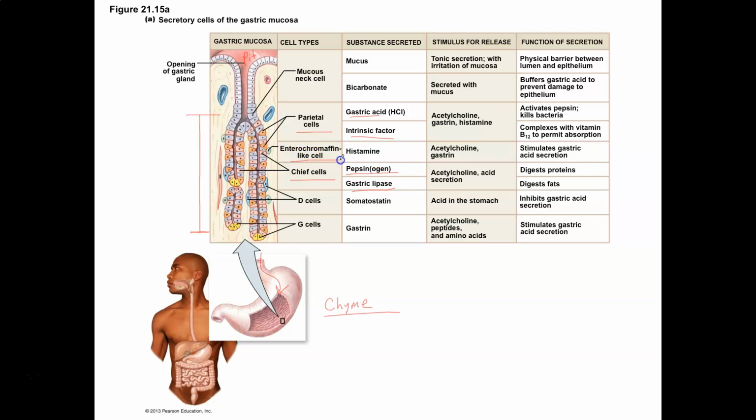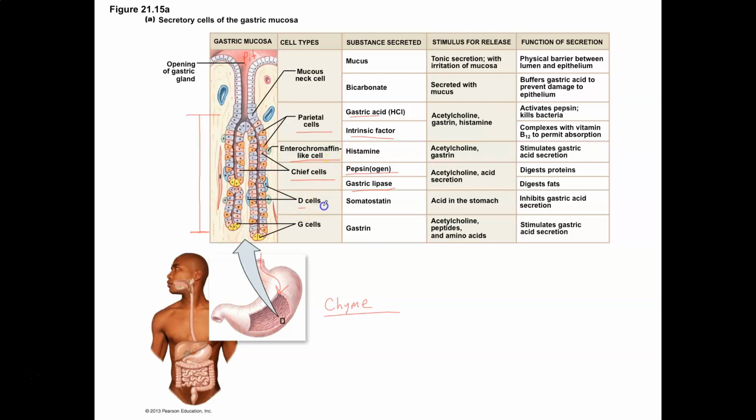Enterochromaffin-like cells, these are important because they secrete histamine, and histamine is important in the regulation of the parietal cells and hydrochloric acid production. So histamine is involved in the pathway for the production of hydrochloric acid, and I'll go over that with you in just a second.